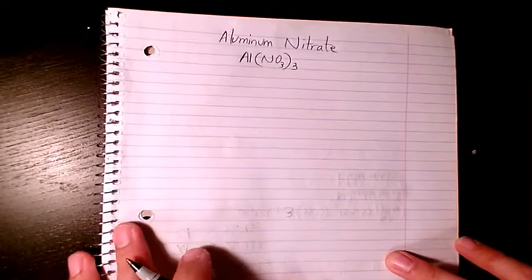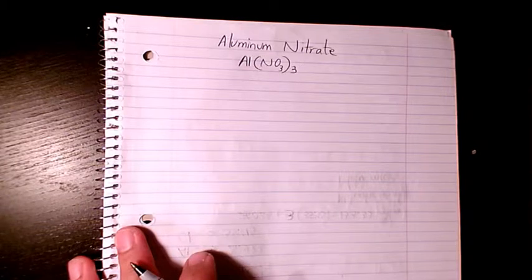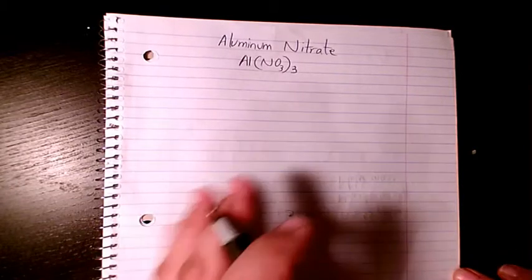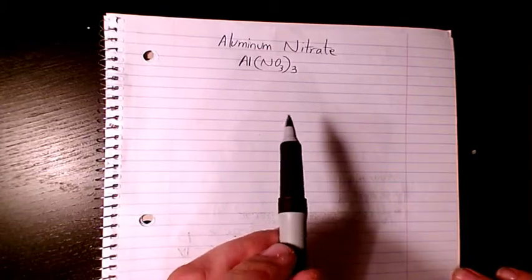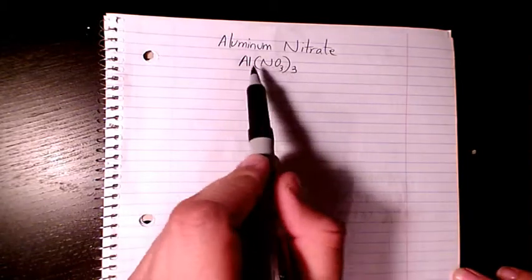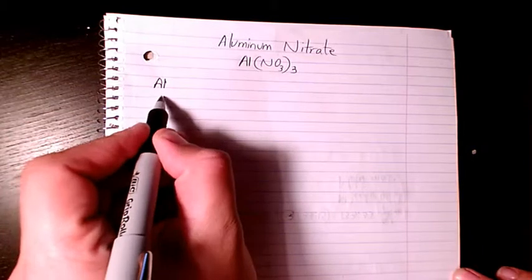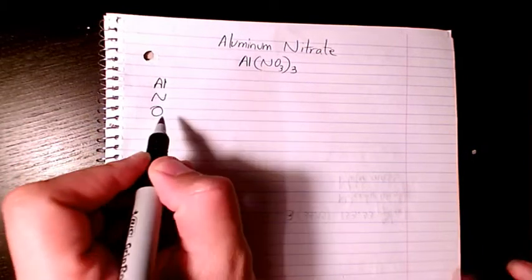Welcome to my channel. In this video I want to show you how to find the molar mass or molecular weight of aluminum nitrate. So in order to find molar mass or molecular weight, we need to find out the atomic mass of all elements here, which means aluminum, nitrogen and oxygen.